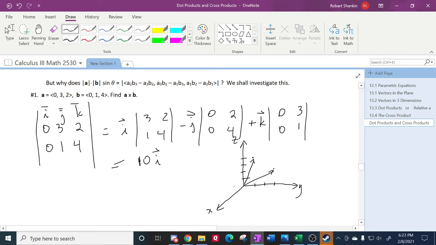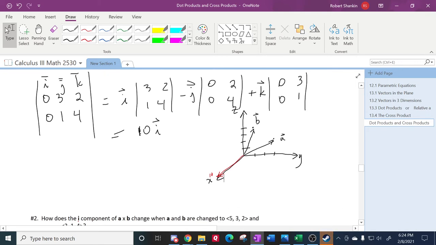And if I use the right-hand rule, my right hand going from the first one, 3, 2, to the second one, so here A, B, my thumb would be pointing in the direction of the x-axis. So I get 10I, that's the vector in this direction. That's the resulting vector, way out to 10. That's the cross product of those two. So it's easy to visualize this. Now let's go to number 2.